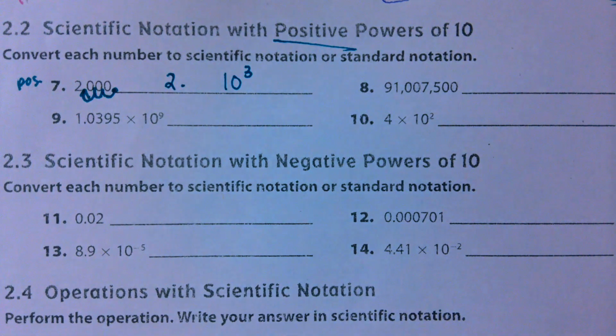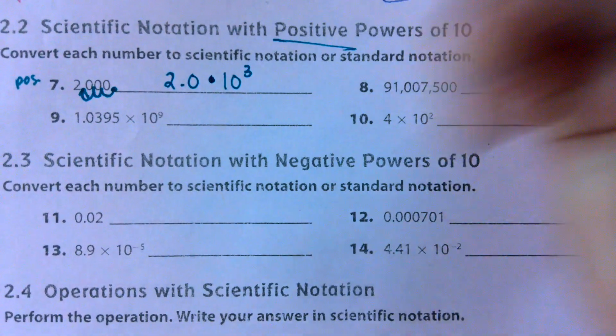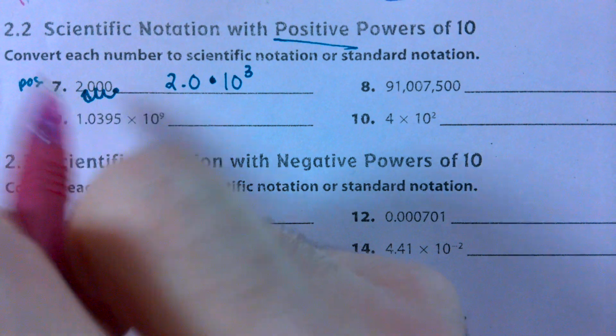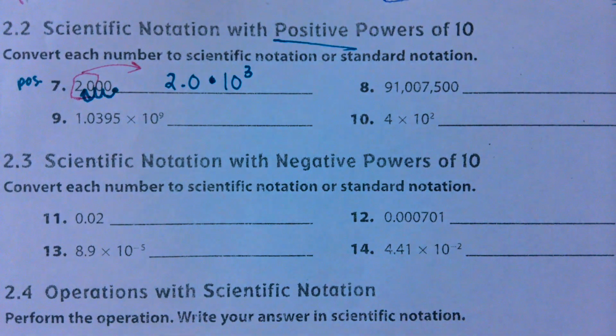2.0 times 10 to the 3rd power. So remember, we move that decimal until there's only one number to the left of our decimal. And then we take that number and put it in front. 2.0.